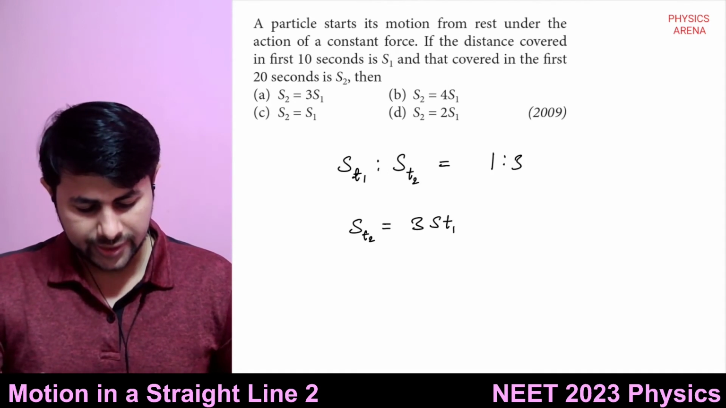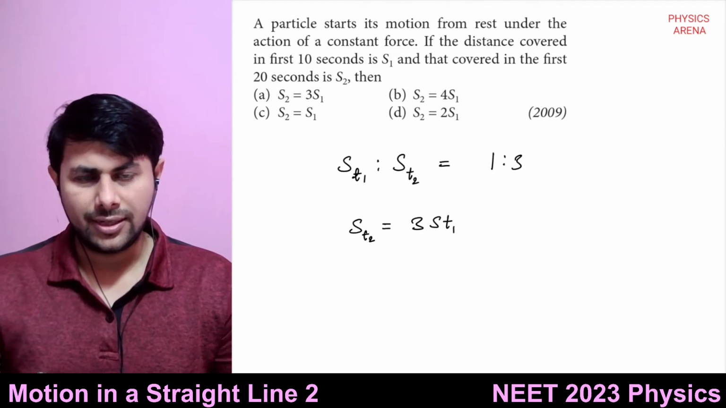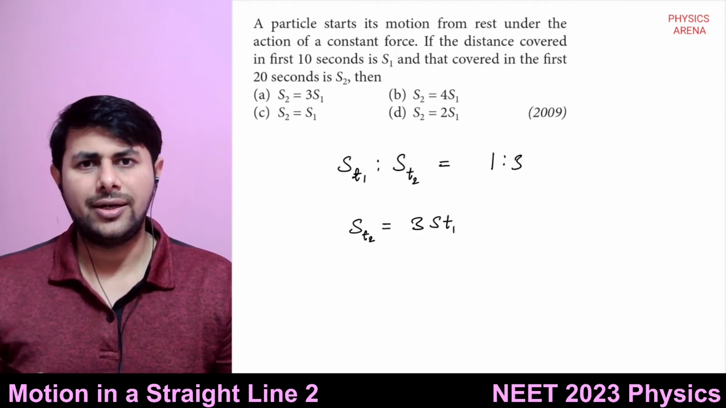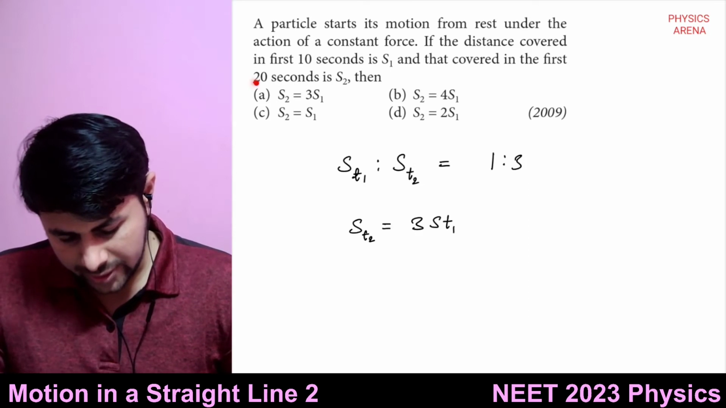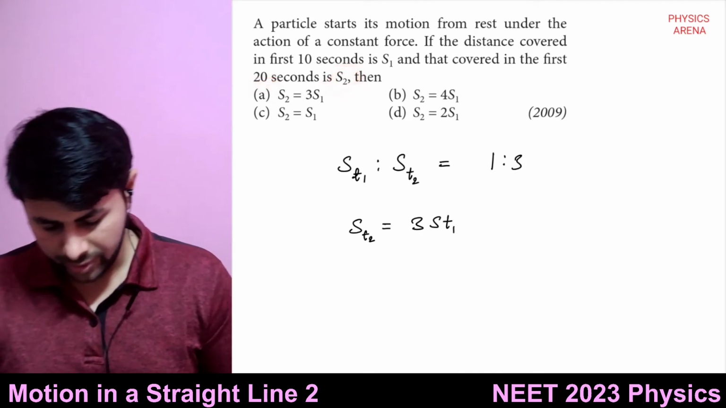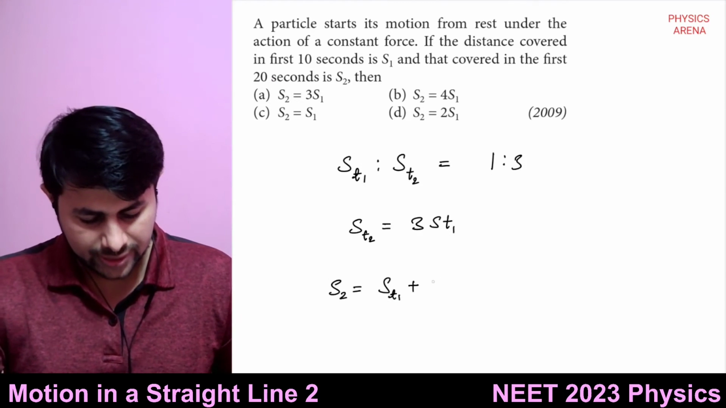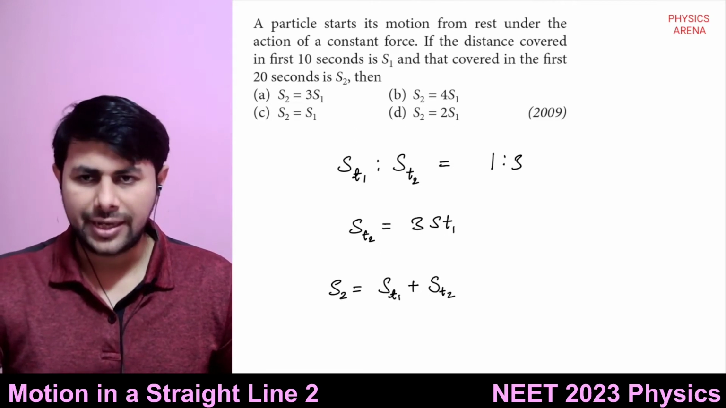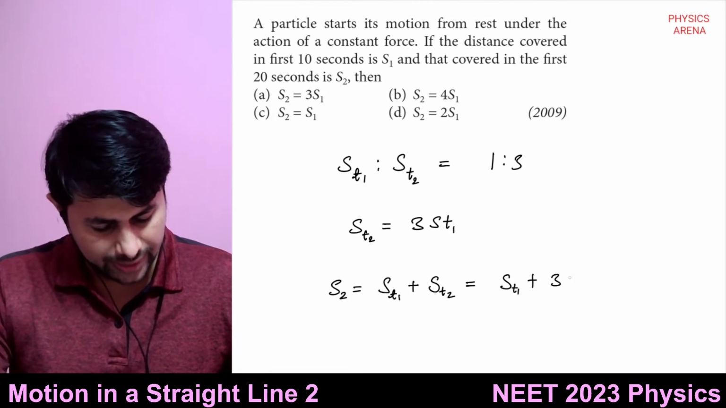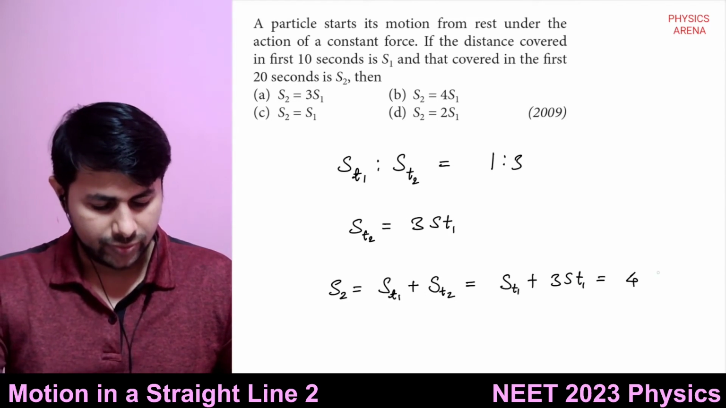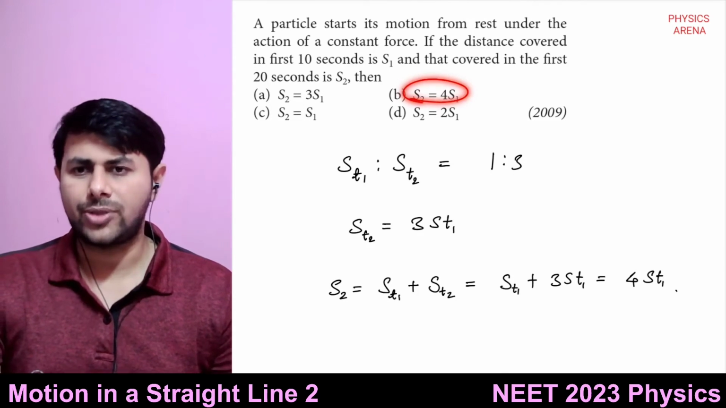But you want distance covered in time 20 seconds, that is t1 plus t2, right? Your t1 is equal to 10 seconds and t2 is equal to 10 seconds. This is S2, which is the distance covered in first 10 seconds plus distance covered in next 10 seconds. So S t1 plus S t2 is equal to S t1 plus 3 times S t1. That is equal to 4 times S t1, or 4 times S1. So this is the answer, option B.